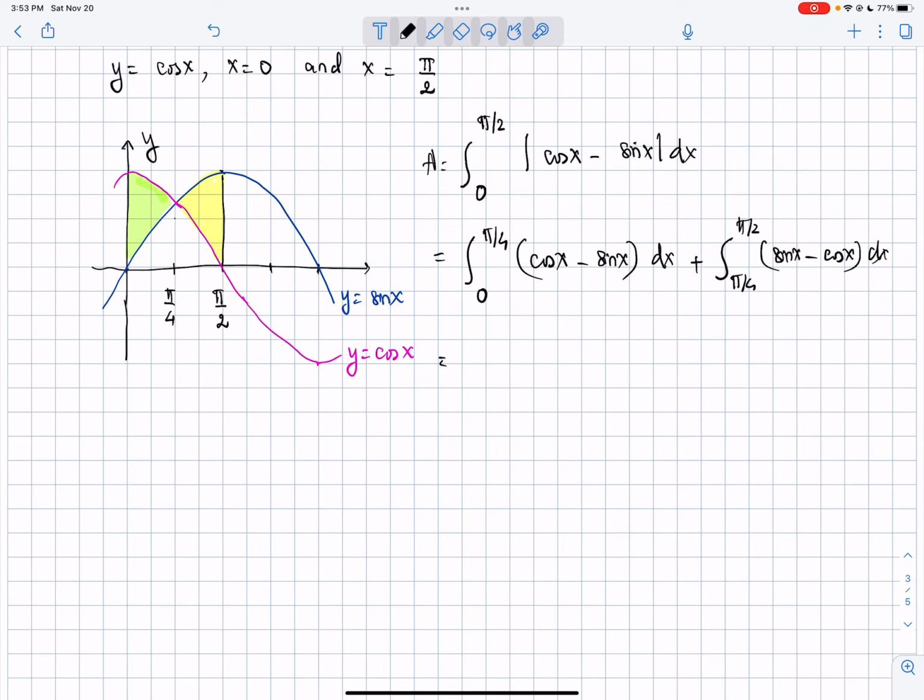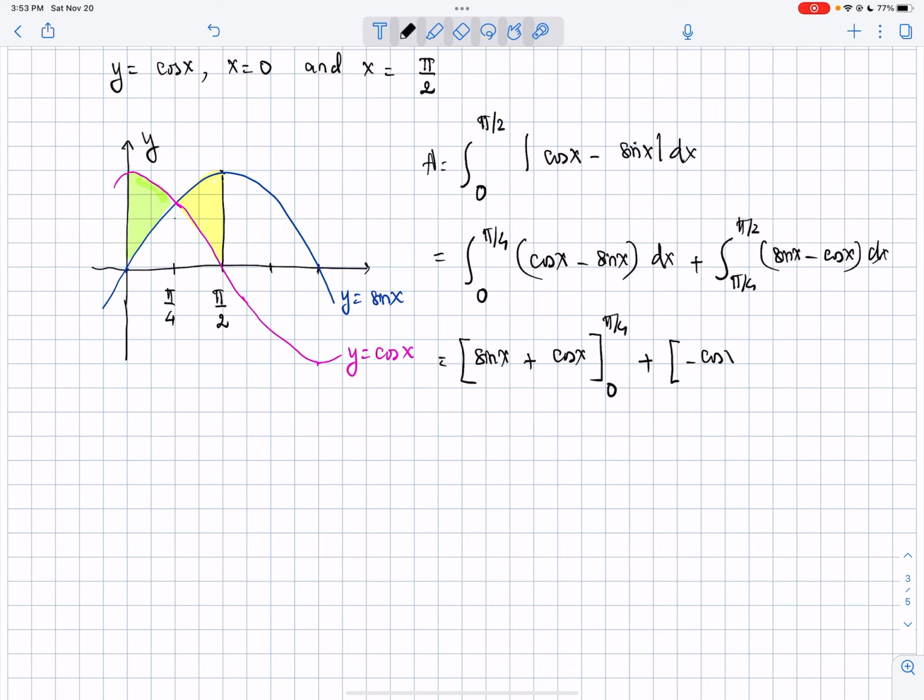The antiderivative of cosine of x is sine of x, and the antiderivative of sine of x is negative cosine, so it becomes plus. We evaluate from 0 to pi over 4 for this function, and then add negative cosine of x for the sine integral, and sine for the cosine integral, and we evaluate from pi over 4 to pi over 2. Now we just plug them in.